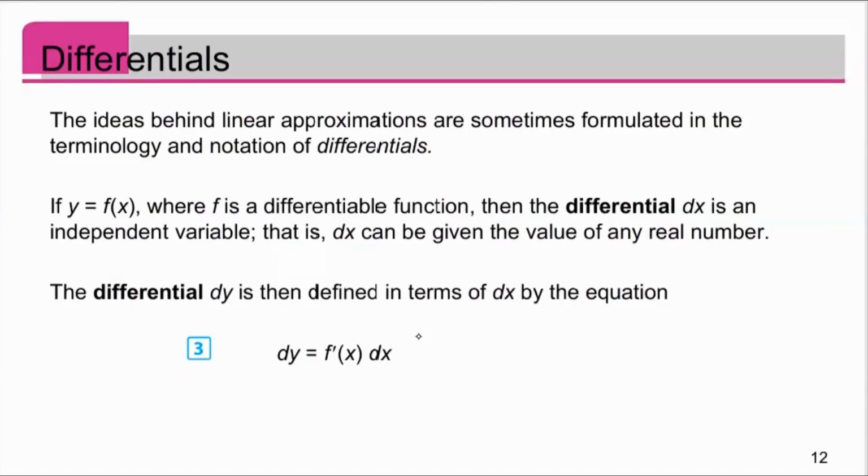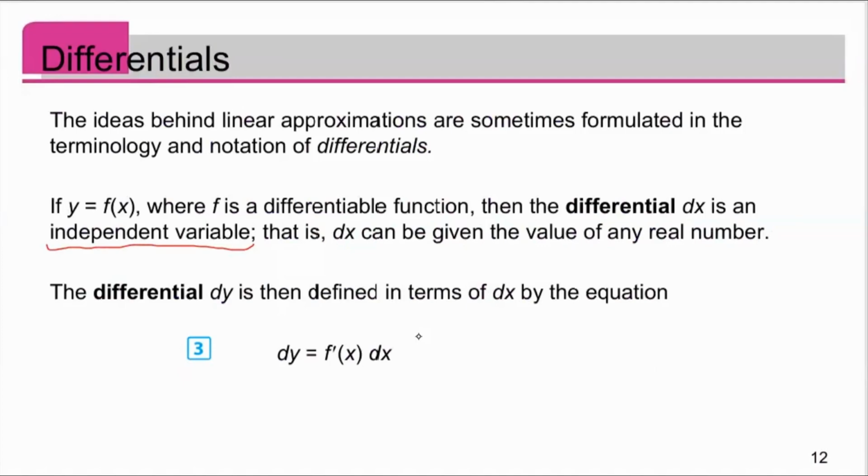We say here if y equal to f(x), where f is a differentiable function, we need that criterion, differentiable, then the differential dx is an independent variable. Meaning that the changes in x, or the changes in delta x, for example, later on, will give effect on the values of the function. And in the case of dx, it gives effect on the value changes that happen to the tangent line. dx can be given the value of any real number.